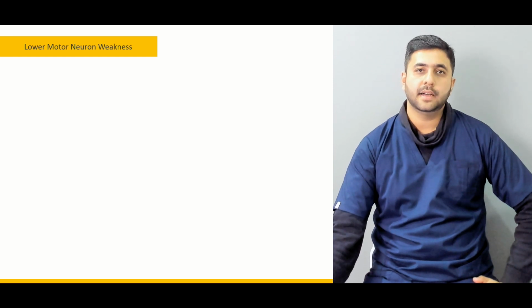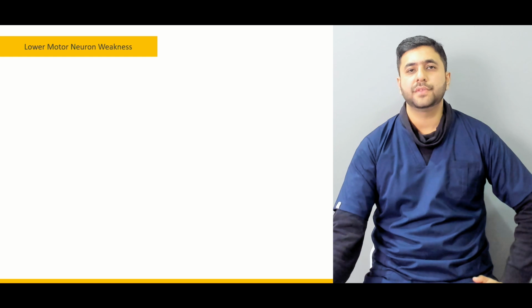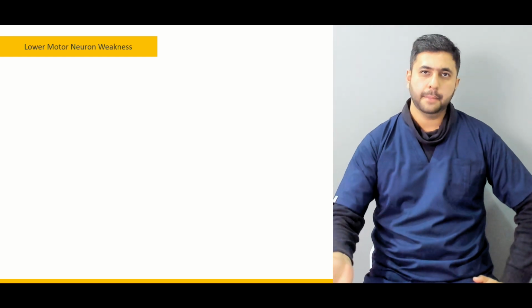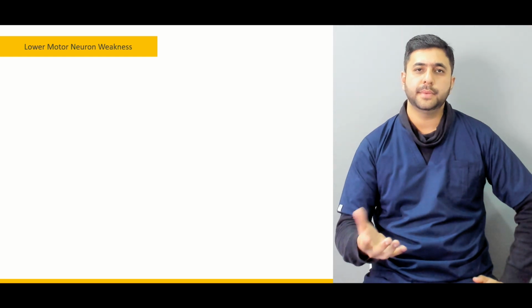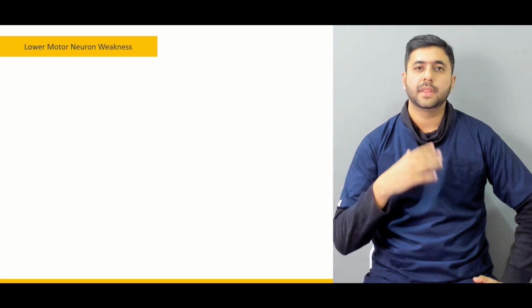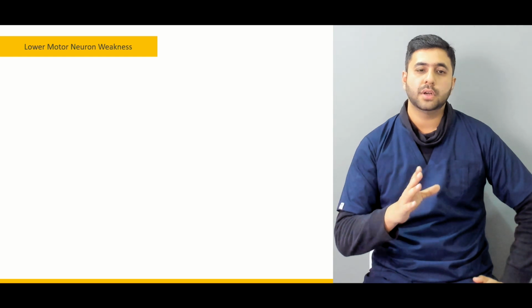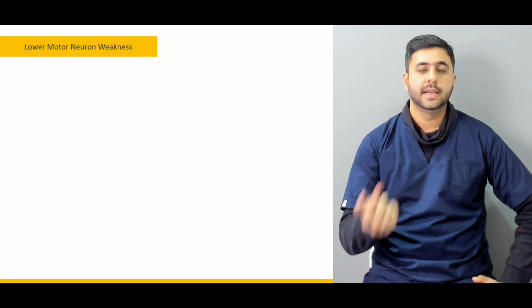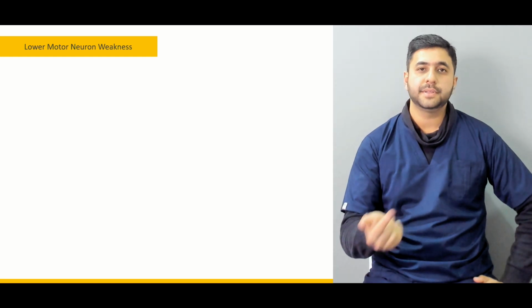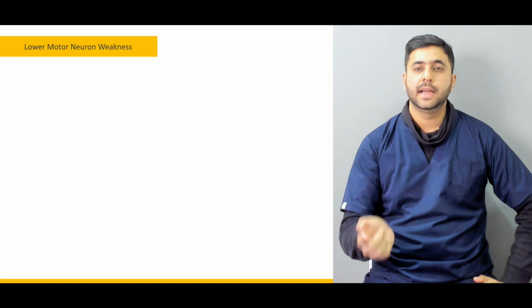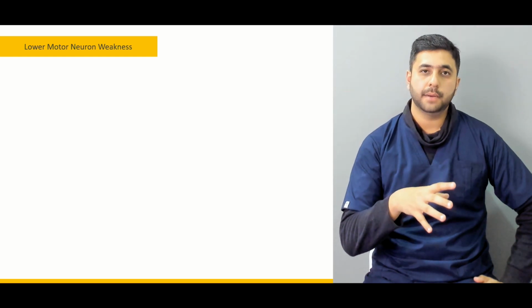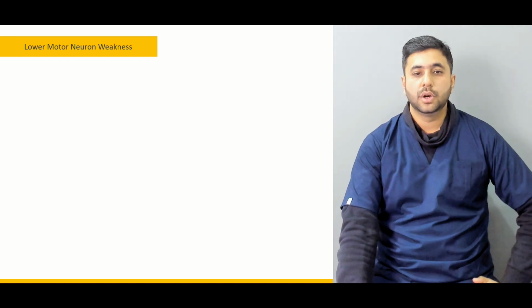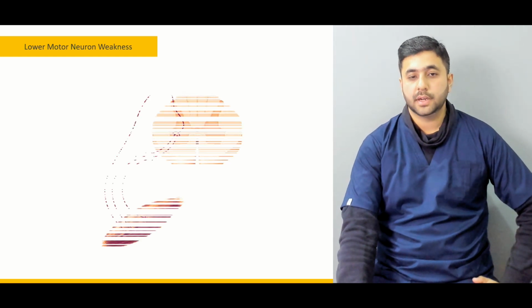Along with that, there is no muscle atrophy at the start, but with the passage of time, we have muscle atrophy because of disuse. So that is termed disuse atrophy. These are certain important terms to remember, because now we are going to discuss the lower motor neurons, and differentiate the representation of lower motor neuron weakness from upper motor neuron weakness. So let's go into what the lower motor neurons are.